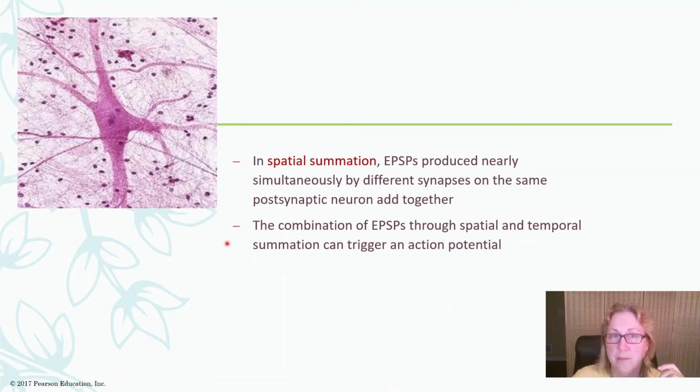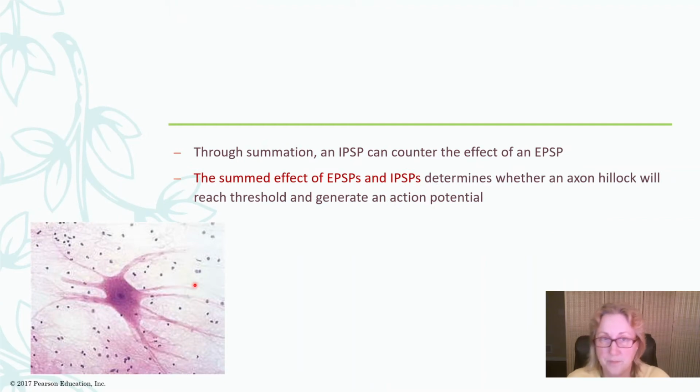Spatial summation means that they are on the same neuron adding together. They're spatially close together. And so that means that if you have a whole bunch of excitatory signals coming in at the same time, they're going to add up to create an action potential, and it's more likely that that neuron is going to pass on an action potential to the cells that it connects to.